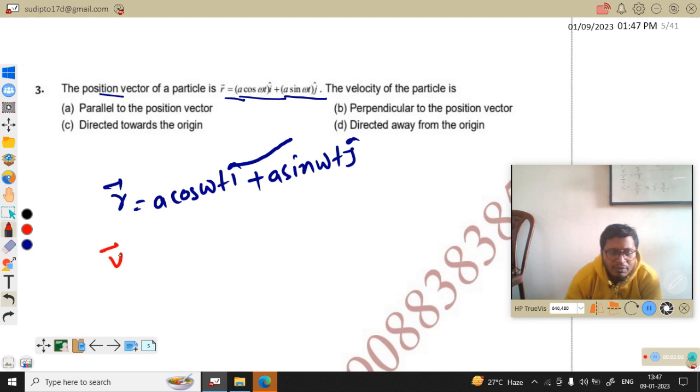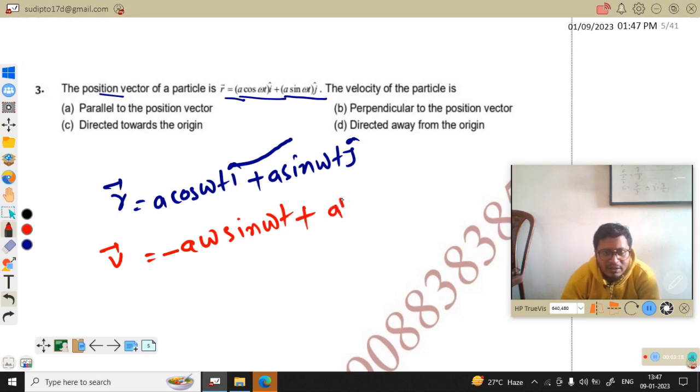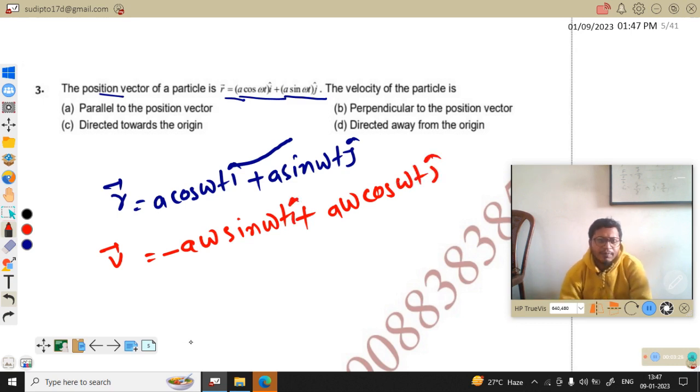Now if we take the derivative of this vector, then we get the velocity. The derivative of cos will be minus sine. So the velocity is minus a omega sin omega t i cap plus a omega cos omega t j cap. Sorry, this is the i cap. Now we have to find the direction of the velocity and position vectors. Now we have to do the dot product.